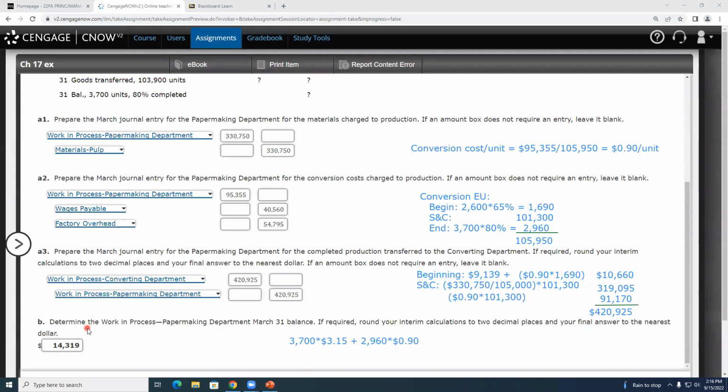And then the very last step, part B, asks us, well, what's left at the end of the month? Well, we know what's left is the direct materials for all of those 3,700 units at $3.15 each. And the conversion work, we did 80% of the work, or 2,960 units at 90 cents. Again, that came from here. So that total is $14,319.